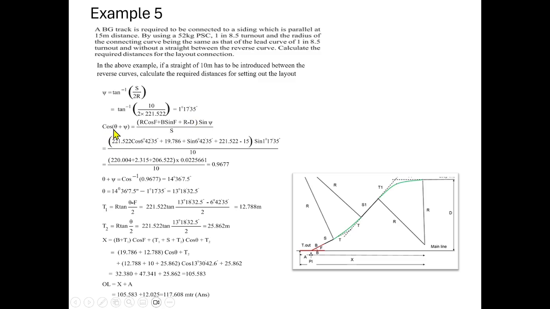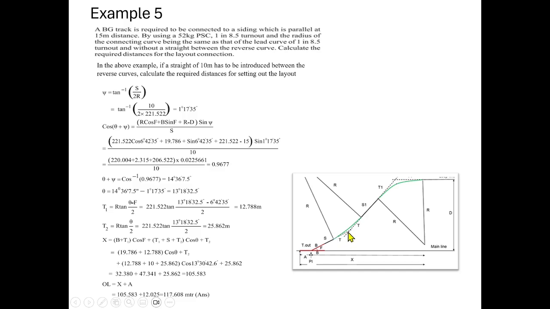And another for finding out cos theta. We are using this equation, and finally we find theta using this relation. We are getting 13 degree 18 something, and after that the tangent length we have to find out, r tan theta by 2. First the tangent we are getting is 12.78, and tangent 2 we got is 25.862, and we want to find out x.